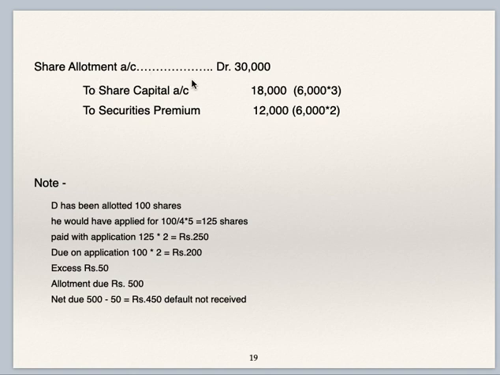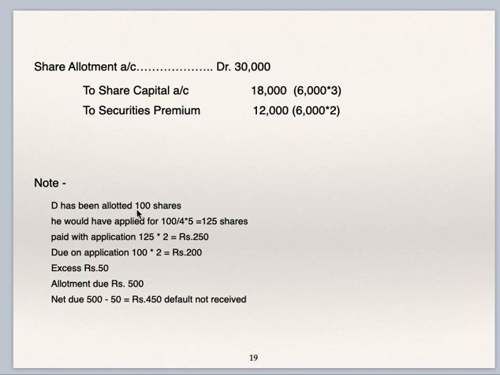Next entry is to show allotment money due. Share allotment account debit 30,000 to share capital 18,000, securities premium 12,000. 3 plus 2 we have seen, 3 would go to capital and 2 would go to securities premium.